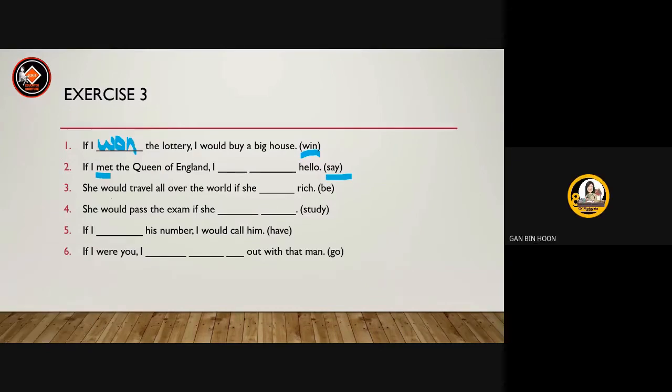Okay. So number 2, if I met, okay, met is correct because you must use the past. Okay, so the answer, who can give the answer for number 2? If I met the Queen of England, hello. Would say hello. Good. So the answer, let me use a pen. The highlighter will be too big. Okay, so the answer here will be would. Okay, would say hello.